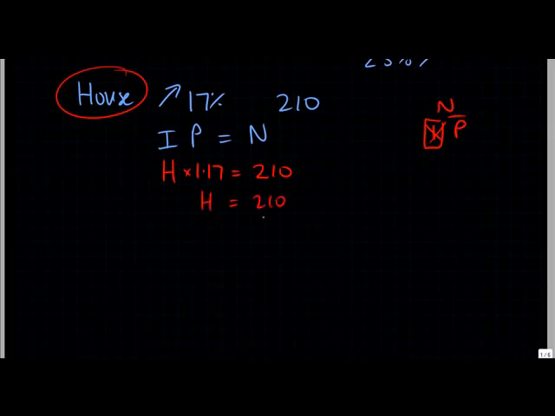So 210 divided by 1.17 equals, when you plug it into a calculator, 179. So the initial price of the house, 179,000. And I guess the last bit of percentages would be compound percentages. You have to have some sort of understanding of how powers work, indices.